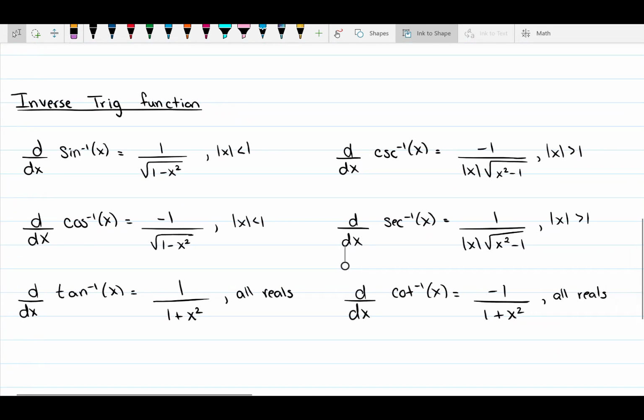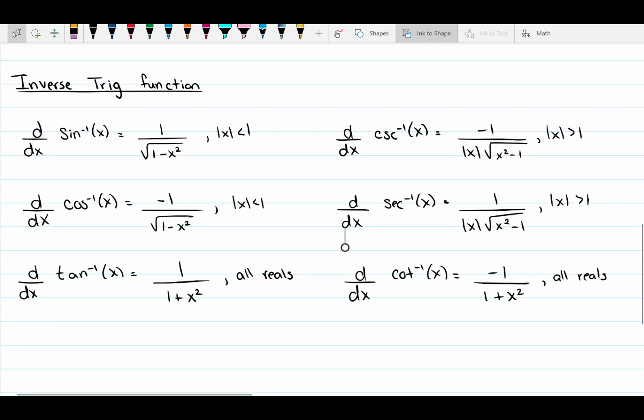So here are all of the derivatives of each one. They're very similar, so be careful as to not mix them up. The derivative of sine inverse, as we saw, is 1 over the square root of 1 minus x squared. The derivative of cosine inverse is negative 1 divided by the square root of 1 minus x squared, and so on. It's also very important to note the domains of each one.